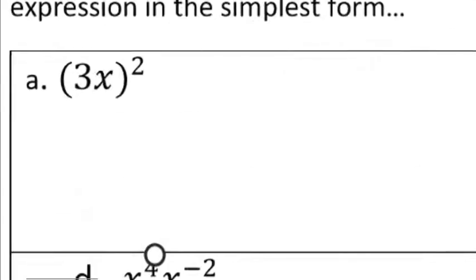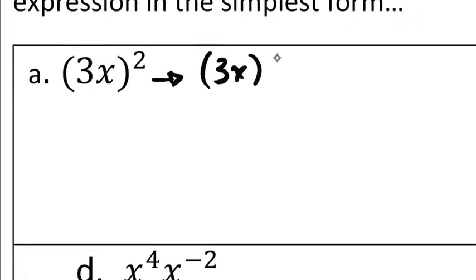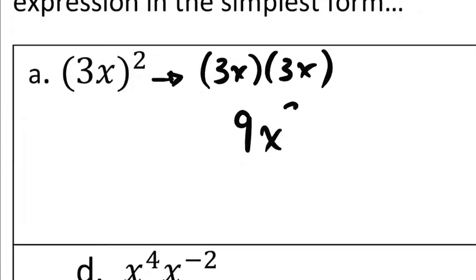So for this first problem, we have 3x getting squared. So it's important we understand that there are parentheses around this. So this is telling me that the entire 3x is getting squared. In other words, this is the same thing as a 3x times another set of these factors 3x. Well, when I multiply a factor of 3 times a factor of 3, I do get 9. And when I multiply an x times an x, I do get x squared. So this simplifies to 9x to the second power.